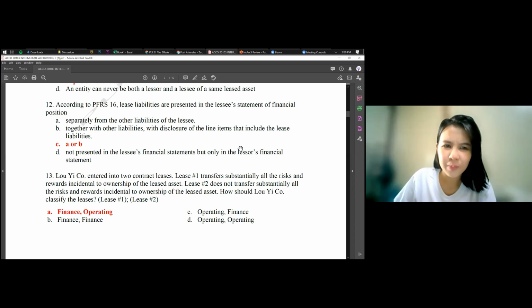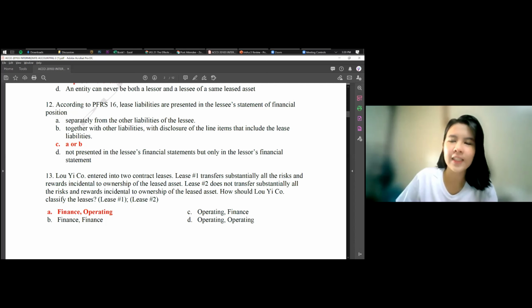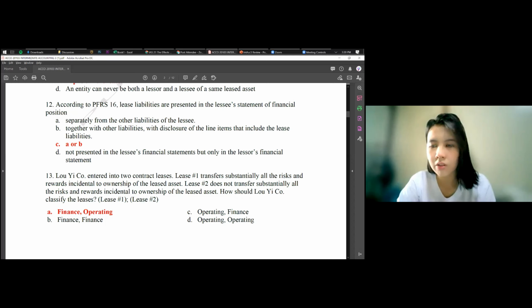D, not presented in the lessee's financial statements, but only in the lessor's financial statements. So, definitely not, right? We present lease liabilities in the lessee's statements. Actually, there is no distinction whether it's a finance or operating lease, right? In the books of the lessee, they just need to recognize the right of use asset. And they also need to book depreciation.